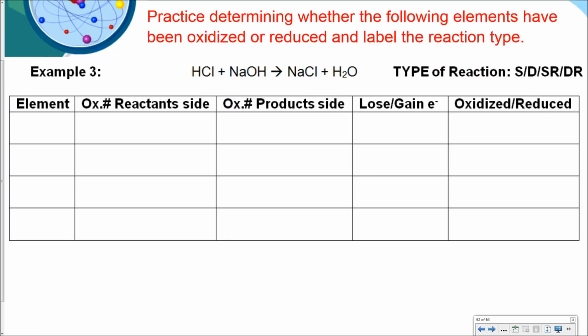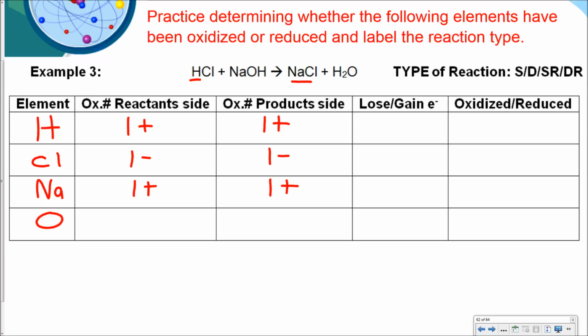Okay. Here's another example on redox. So let's write down our elements: hydrogen, chlorine, sodium, and oxygen. Right? We know that hydrogen is going to have a 1 plus charge on this side, and it also has 1 on this side. Look at chlorine, it always has a 1 minus, and it still has a 1 minus on this side as well. Sodium is in group 1, so it would have a +1 charge, and on this side it still has a 1 plus charge. And look at oxygen, has a -2 here, and over here it still has a 2 minus.